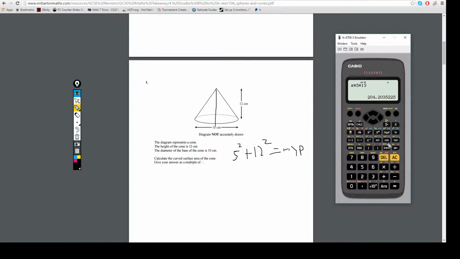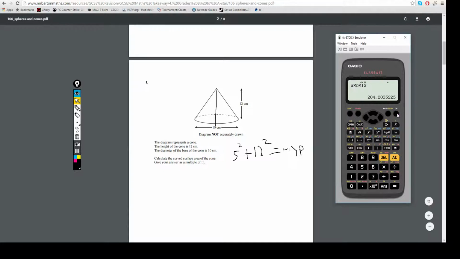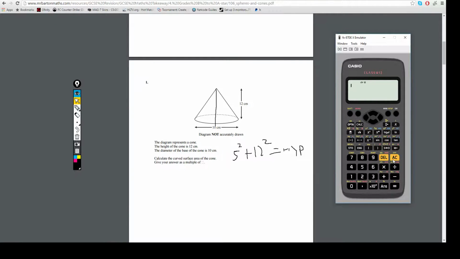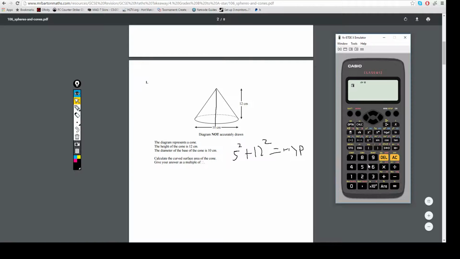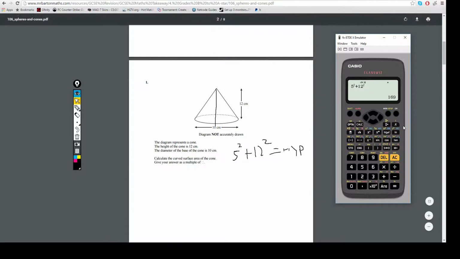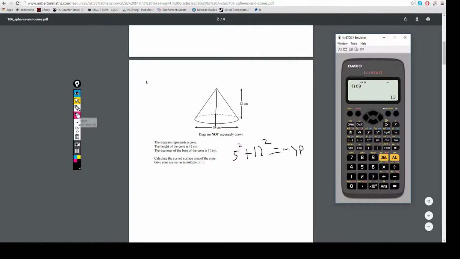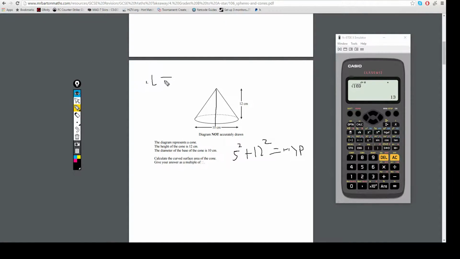And if we get our calculator out, and we are going to do that right here, which is going to equal 13. So we're going to do 5 squared plus 12 squared equals 169, and I'm going to square root this, and that's going to give us 13, and our length L equals 13.